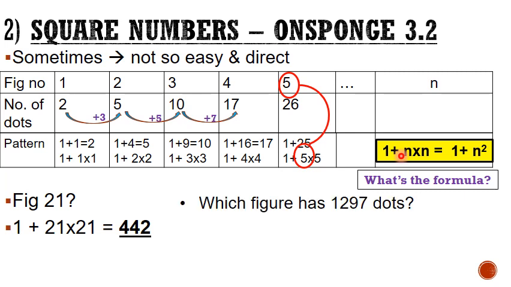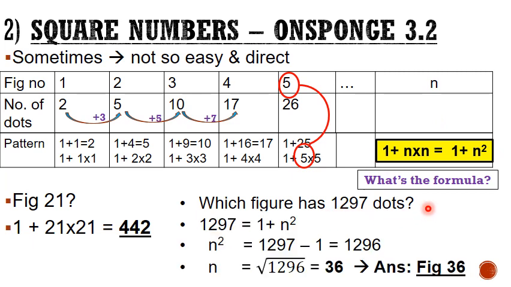Or which figure has 1,297 dots? So this is the more difficult question. If you don't figure out some type of formula, it will be very difficult to solve this type of question. So you write it out first. 1297 equals 1 plus n times n, or n squared. So I put this over to the other side. So n times n will be equal to 1297 minus 1 equals 1296.